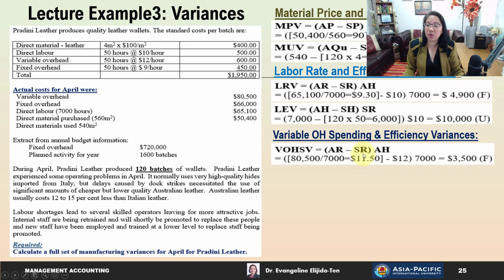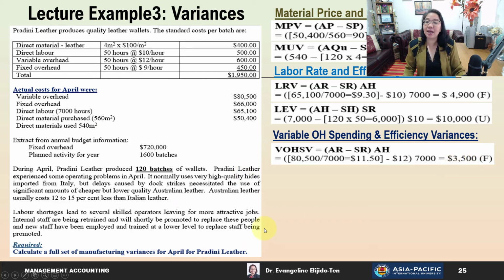$11.50. Then we deduct the standard rate. The standard rate given for variable overhead is $12. So $11.50 minus $12 is 50 cents. And then we'll multiply it by the actual labor hours of 7,000. So that would give us $3,500, and that is favorable.